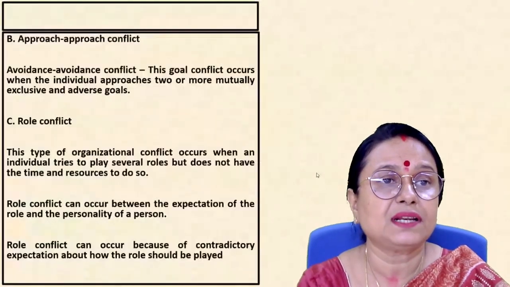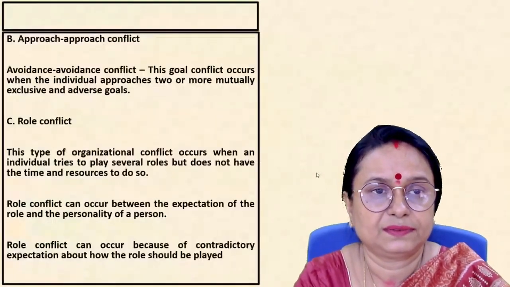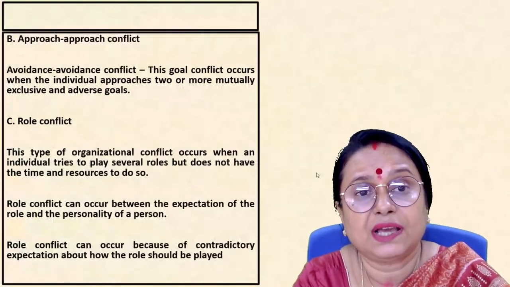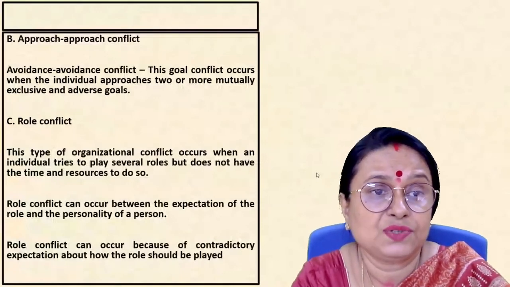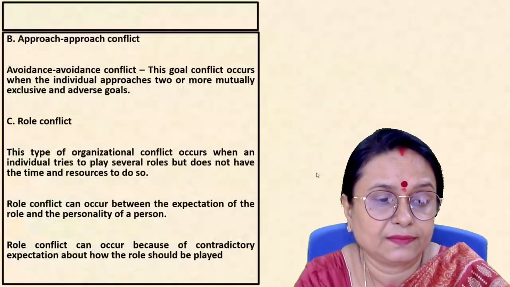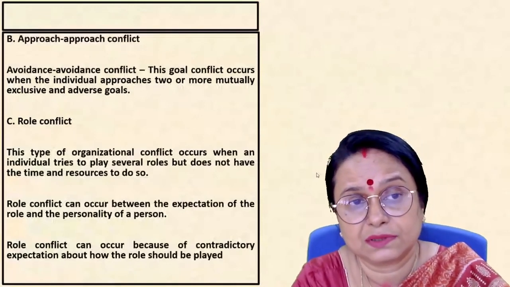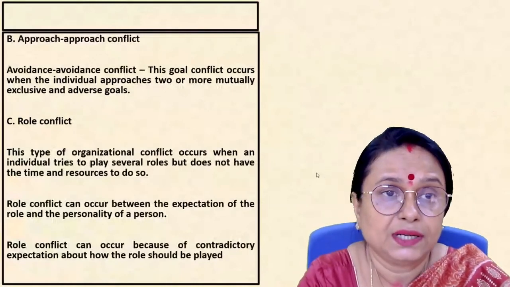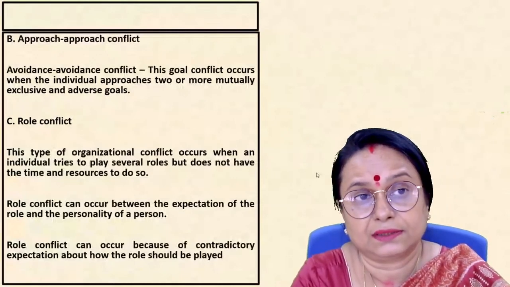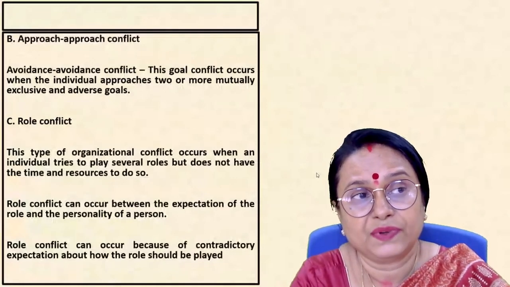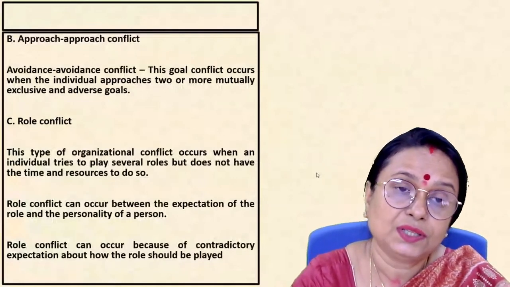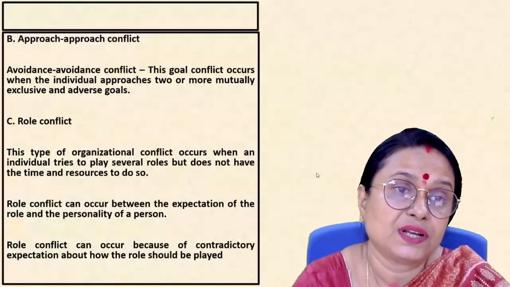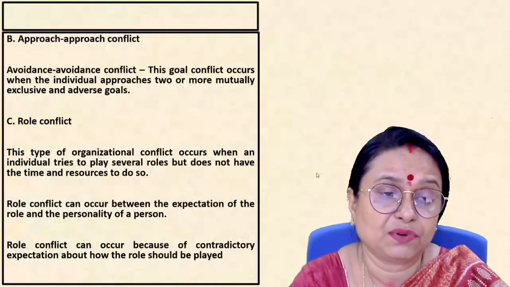Then another type of intrapersonal conflict is approach conflict. This conflict occurs when an individual approaches two or more mutually exclusive and adverse goals. Different goals. The organization's goal is different, the individual's goal is different. So here, approach conflict: the organization wants the work to be done in a different approach, and the employee is doing it in a different approach. That is approach conflict.